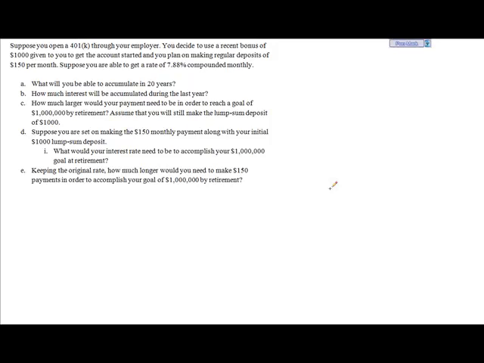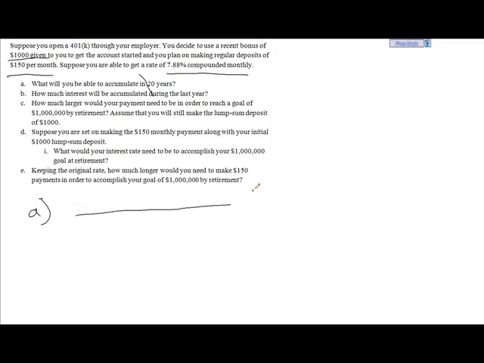In this problem, we're opening up a 401k. We're going to do a couple of things. Number one, we get a recent bonus, and we're going to take that bonus and initially deposit that into this 401k, basically to get the money rolling. We're going to make regular deposits of $150 per month, 7.88% compounded monthly. The first question is, what will you be able to accumulate in 20 years?